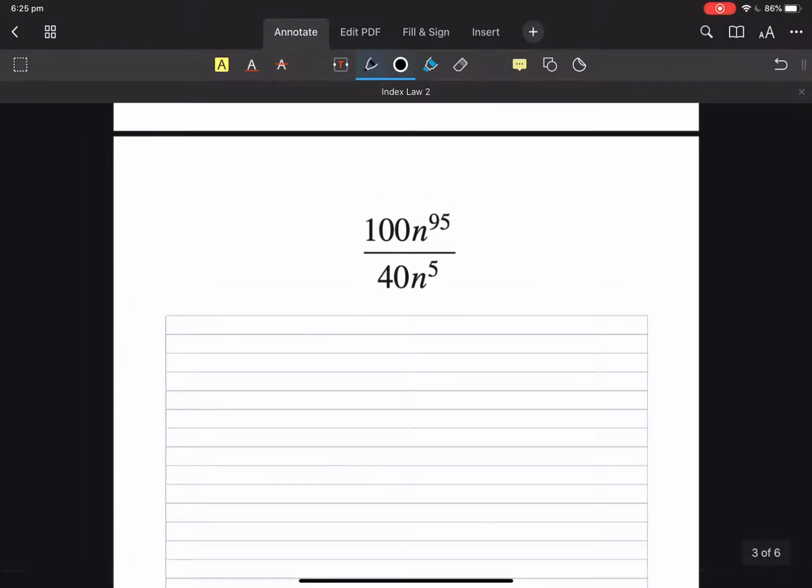Okay. Just like in index law 1, we are going to look at the numbers first. So all I'm looking at are the numbers. I'm not looking at the ns, I'm just looking at the numbers. And I'm going to divide both by 10 and then halve them. So in my answer, the 100 on 40 simplifies to 5 on 2, fully simplified.